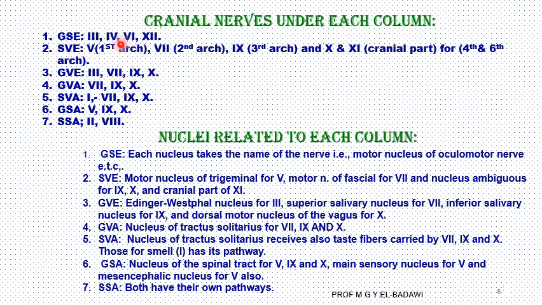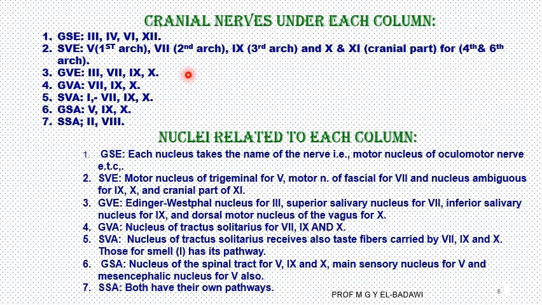The eye will be supplied by the third, fourth, and sixth, and the tongue will be by the 12th cranial nerve. The second group, the special visceral efferent, which arise from the arches. The first arch by the trigeminal, or the mandibular division of the trigeminal. The second arch by the facial. The third arch by the glossopharyngeal, while the vagus and the accessory, the cranial part of accessory, for the fourth and the sixth arches.